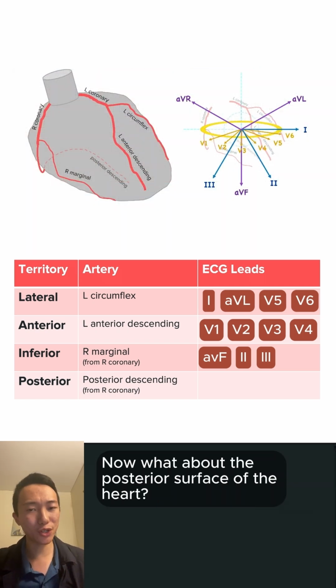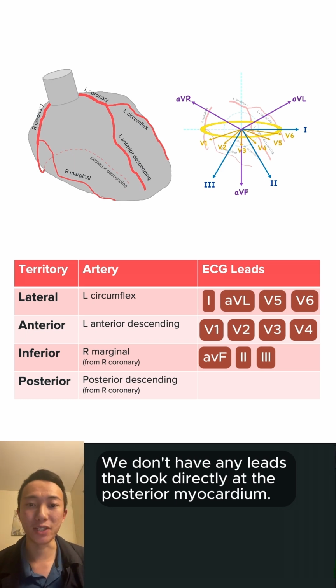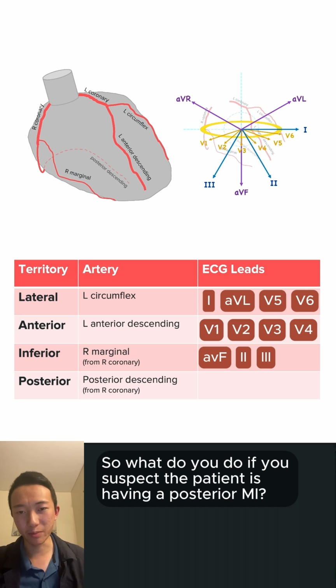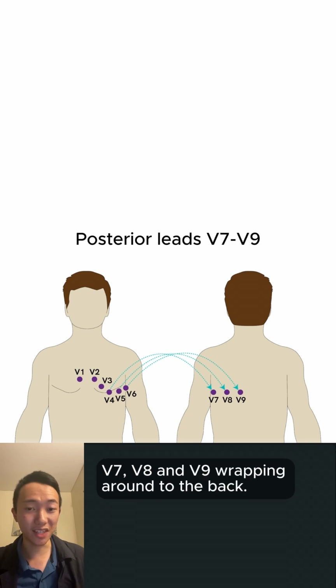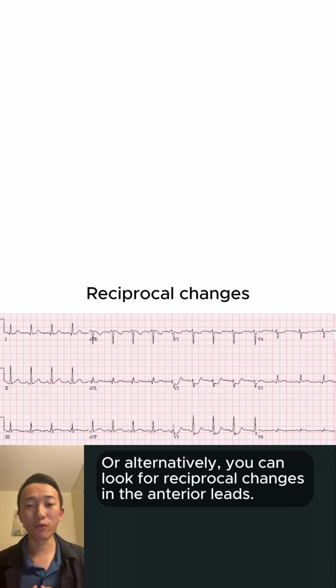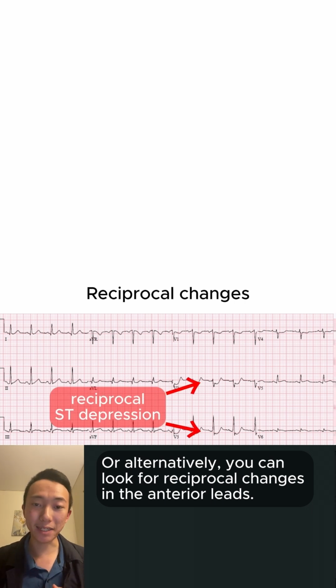Now, what about the posterior surface of the heart? We don't have any leads that look directly at the posterior myocardium. So what do you do if you suspect the patient is having a posterior MI? Well, you can stick a couple of additional leads on the patient, V7, V8, and V9 wrapping around to the back, or alternatively, you can look for reciprocal changes in the anterior leads.